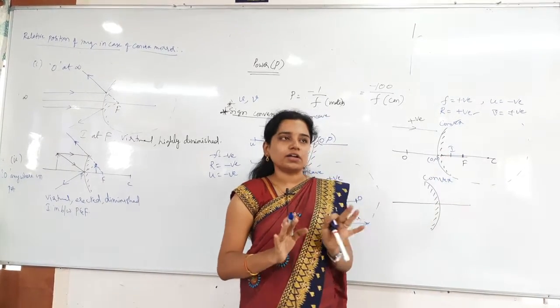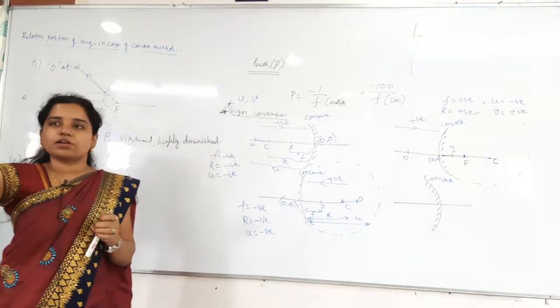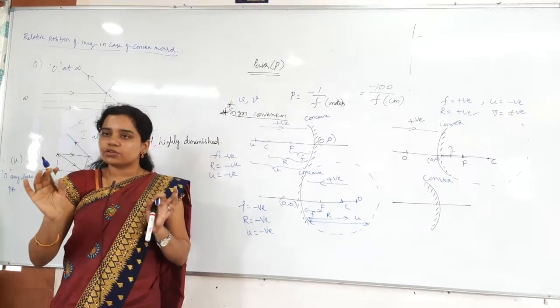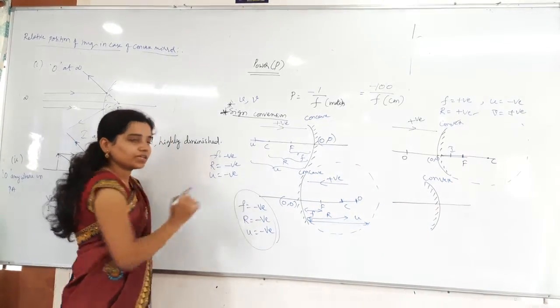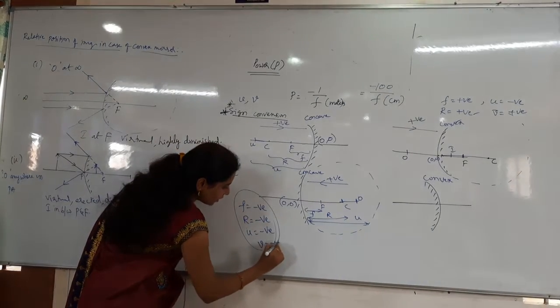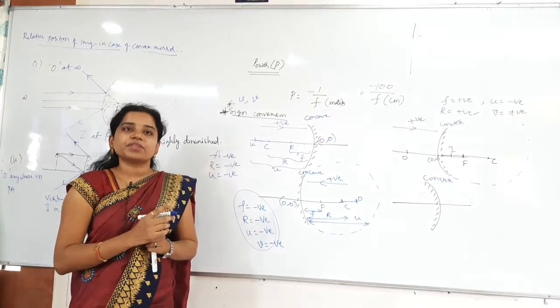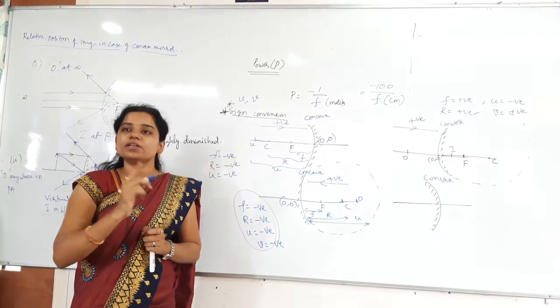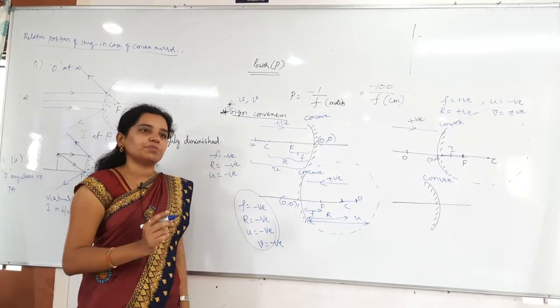Also, just remember there is no need to think much about directions and all. For a concave mirror, everything is negative only, even the image distance is negative, except in one case. Which case is that? Whenever the object is placed in between focus and pole. In all other cases everything will be negative here.